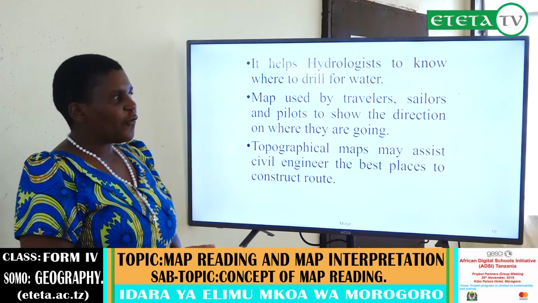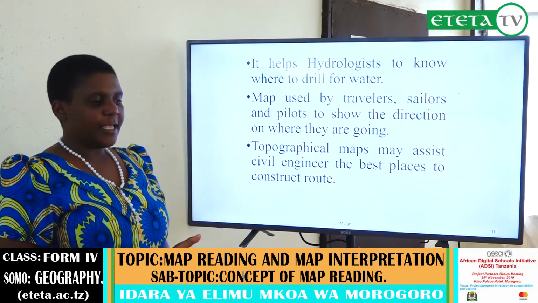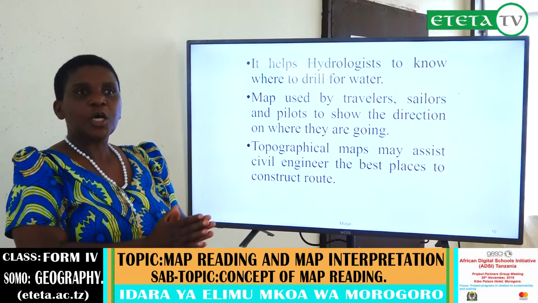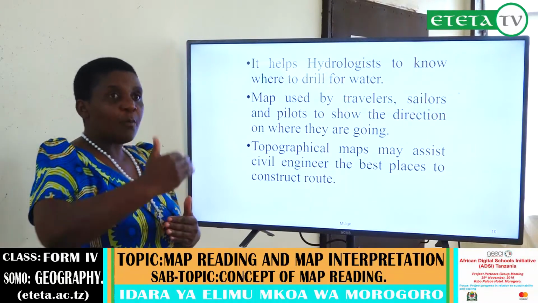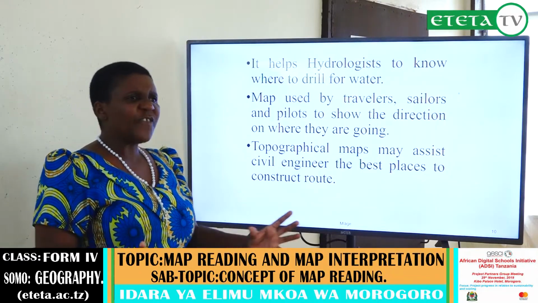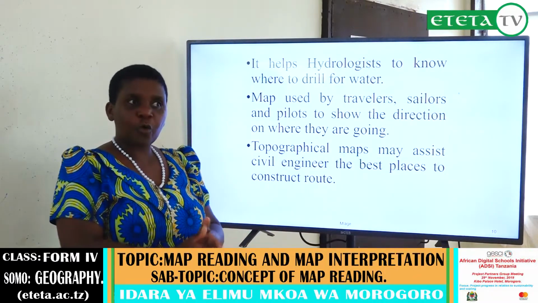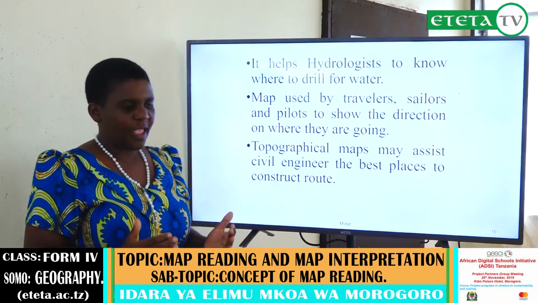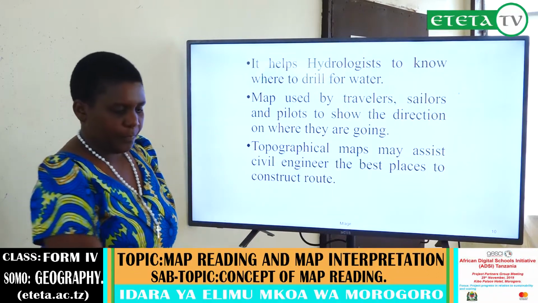Another importance of map reading is that topographical maps may assist civil engineers in finding the best places to construct roadways. Not all places are suitable for construction of roadways. There are some obstacles which may hinder construction. For instance, a very high mountain will act as an obstacle for construction. By studying topographical maps, these engineers will know suitable places to construct roads.